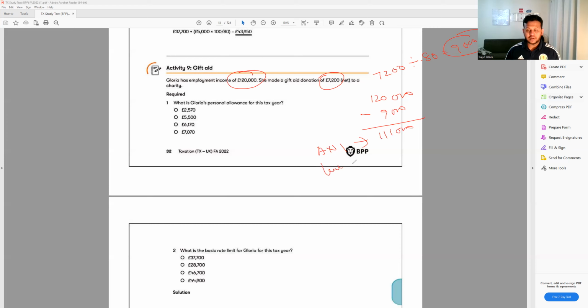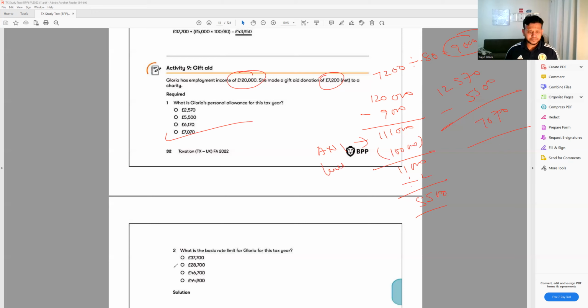So my limit, I know, is 100,000, that's fixed. Minus that, so minus 100,000, I have 11,000 excess, and divide by 2. So 11,000 divided by 2 gives me 5,500. So my personal allowance will be reduced by 5,500. Normally my personal allowance is 12,570 minus 5,500, that gives me 7,070. So that will be my personal allowance, 7,070.